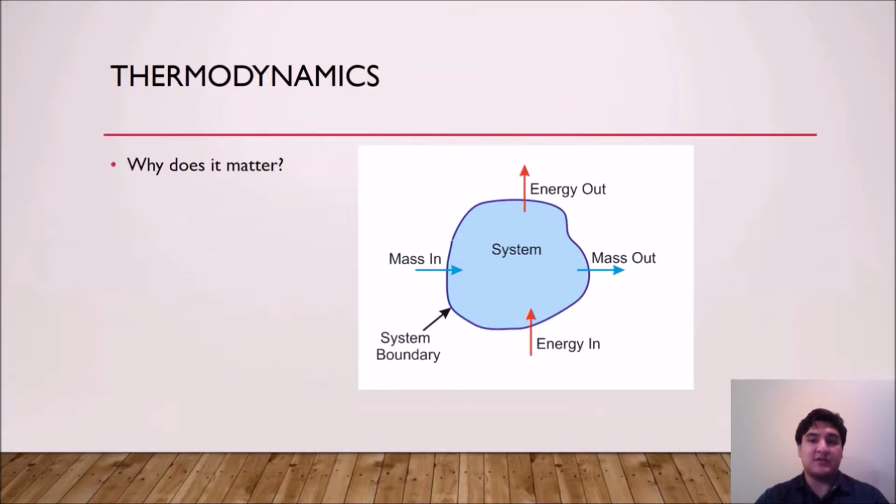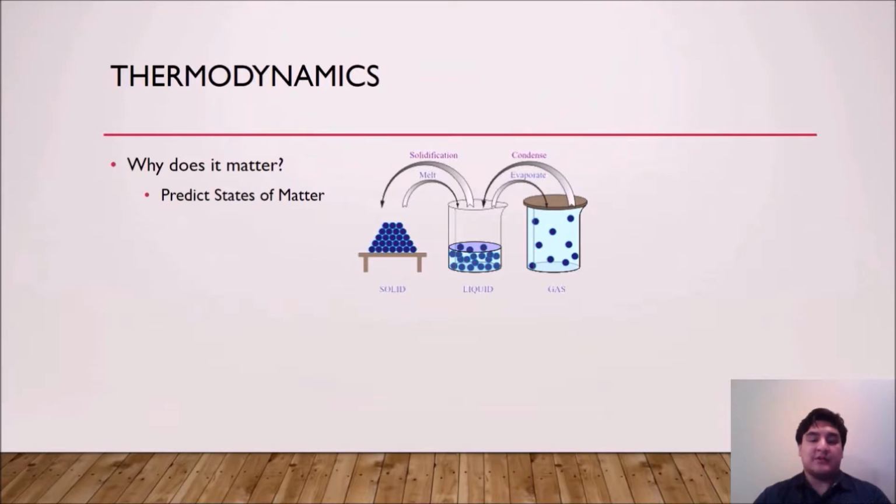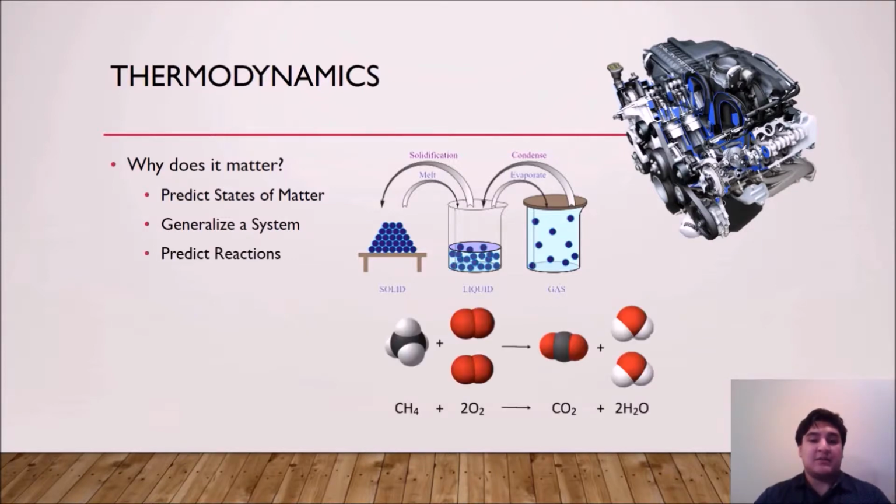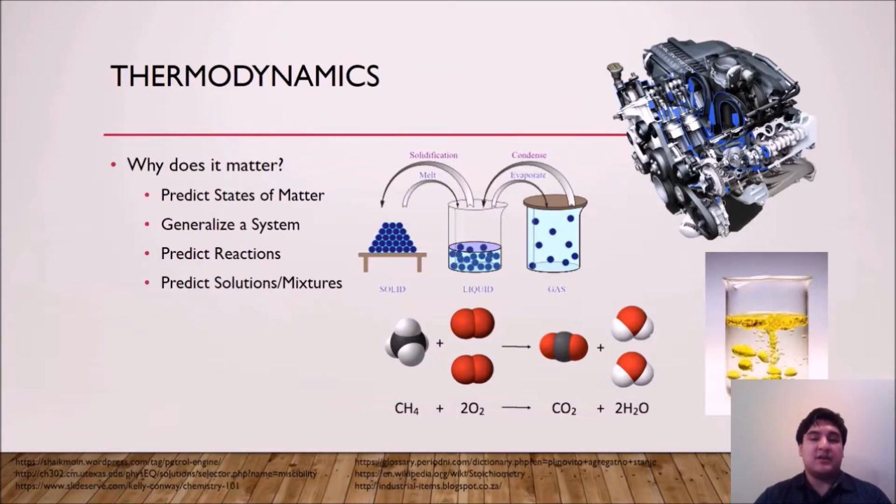Thermodynamics is the study of energy conversions or energy transfer into or out of a system and its effect on the physical properties of the system. For example, thermodynamics allows us to predict the states of matter. It also lets us generalize complicated systems such as an engine. In chemistry, it allows us to predict how a reaction will occur, if it will occur at all, or even how much energy we need to get it started. Additionally, it also tells us the nature of mixtures and solutions, which is of particular importance when it comes to understanding polyelectrolytes.